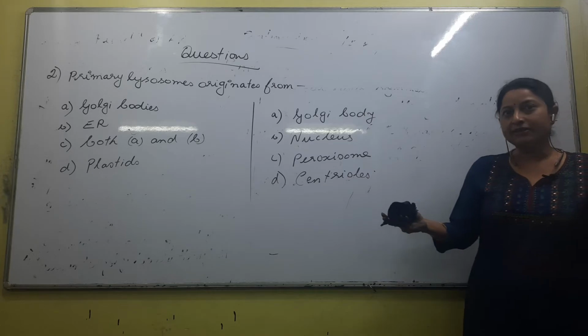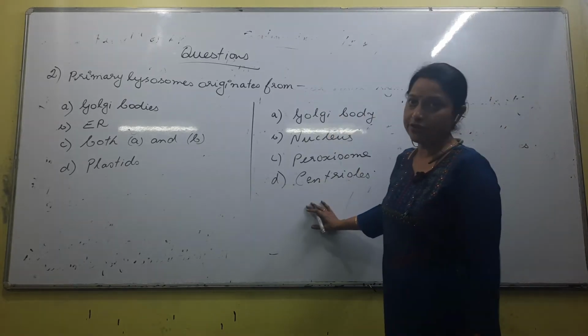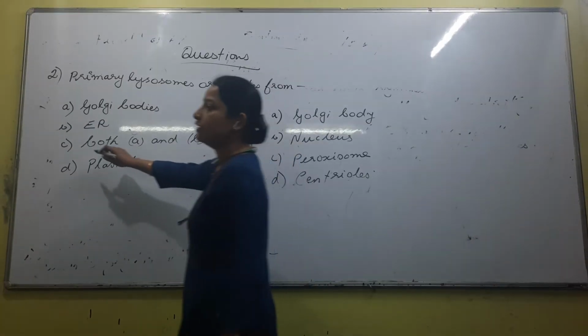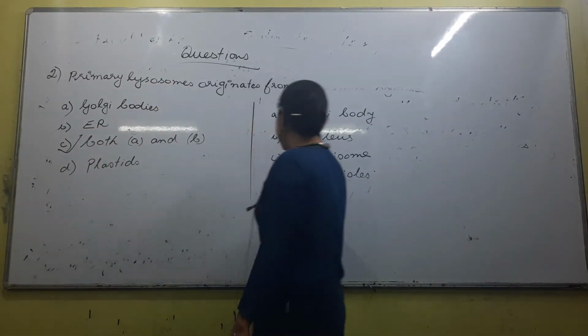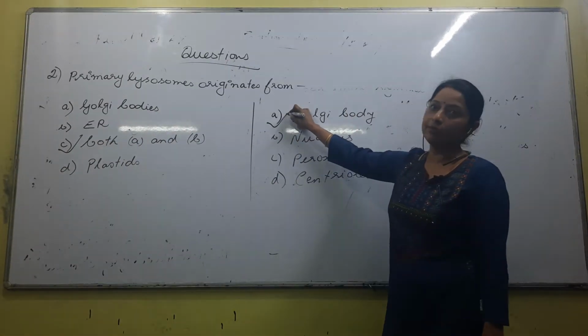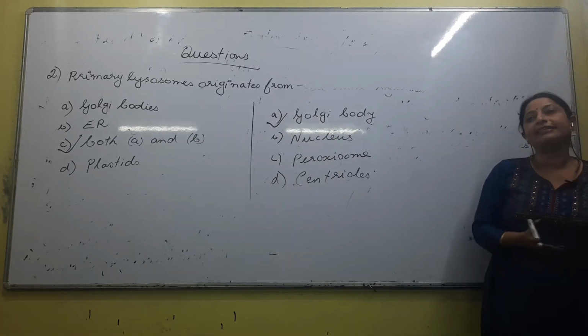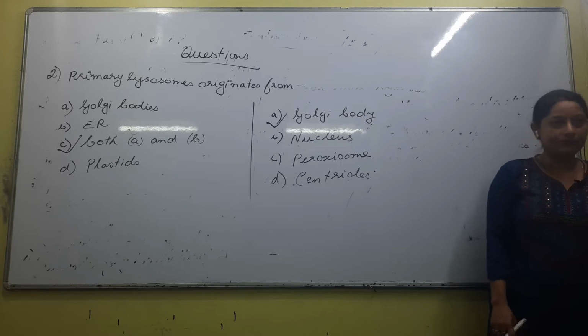Again the same thing, right? One question having different options. We know whenever we are talking about primary lysosomes, what will the answer be? This one, but in this case only Golgi bodies, right? So I think now you have an idea. So depending on the options, you have to choose the answer, right?